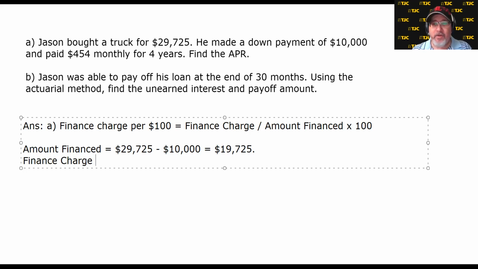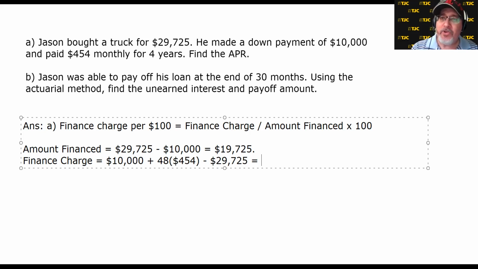The finance charge is the difference between everything we pay and the cost of the truck. Well, what we paid was the $10,000 down payment plus $454 for 4 years. But 4 years is 48 months. So 10,000 plus 48 payments of $454 minus the cost of the truck, $29,725. 10,000 plus 48 times 454. This is what we're paying for the truck. $31,792 minus the cost of the truck, $29,725. We are paying an extra $2,067 for this truck, which in the big picture really isn't that bad.